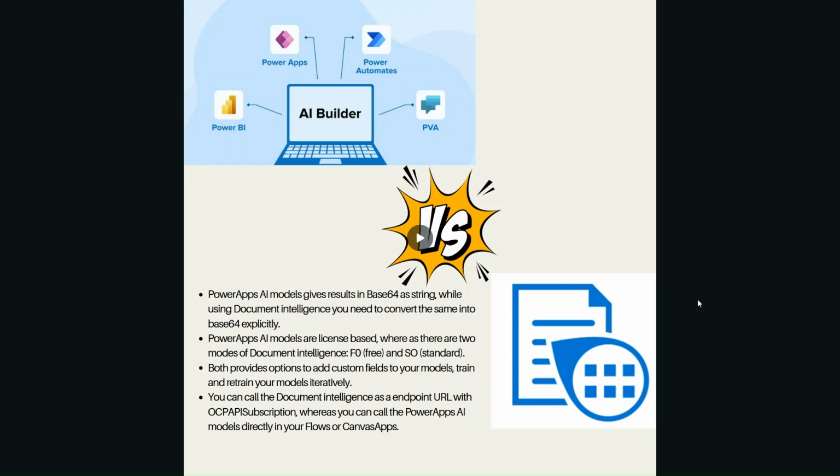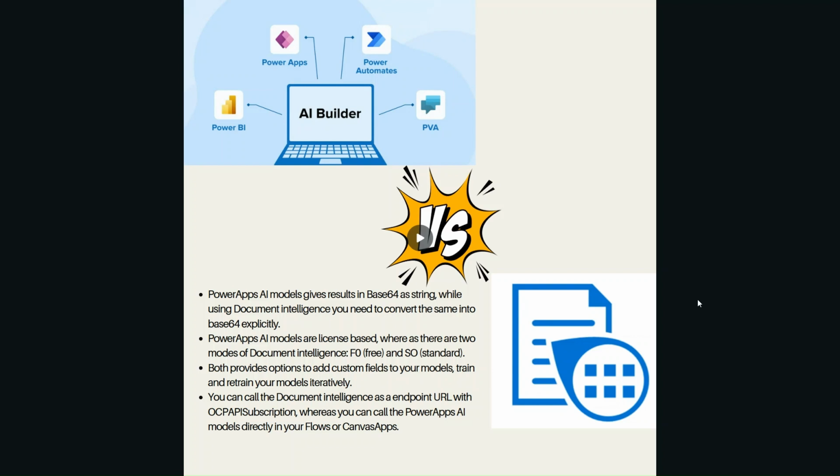Another point is that both provide the option to add custom fields to your models, as we have seen, where you created your own defined currency field and trained the model. Both your AI model app as well as the Form Recognizer app are capable of detecting the default fields on their own. Both have this capability.